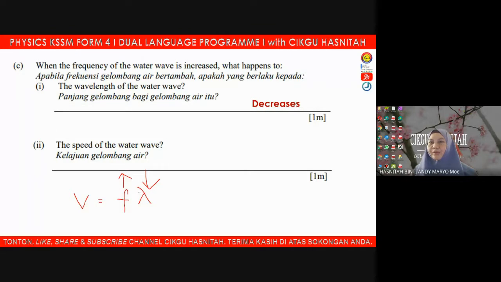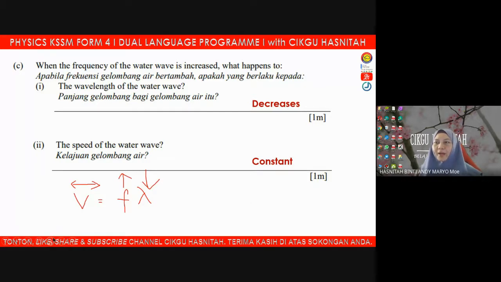How? From here, look at this relation. When frequency increases, lambda decreases. So what happened to the speed? Supposed to be constant. Remember, when you have 3 variables, when one is manipulated, the other one is responding, the third variable should be constant. They can be either one. So frequency increases, lambda decreases, so speed in this case is constant.